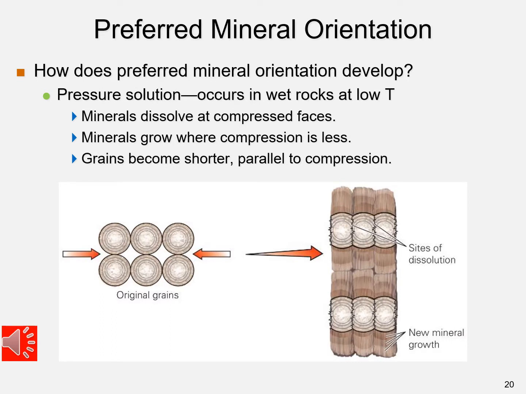In wet rocks at relatively low temperatures, pressure solution dissolves grains on the faces perpendicular to the direction of compression. So as a result of pressure solution, grains become shorter in the direction of compression. Sometimes precipitation of new mineral crystals takes place on the faces where compression is less, so the grains may effectively get longer in the direction perpendicular to compression.